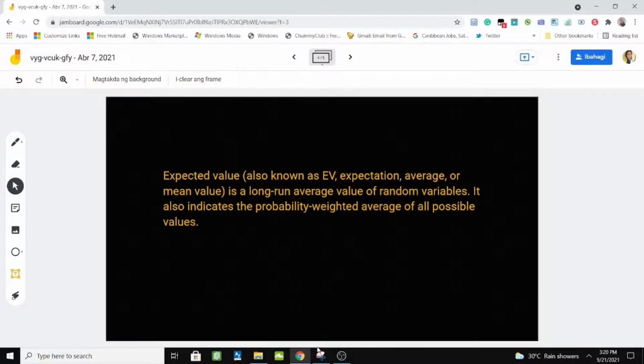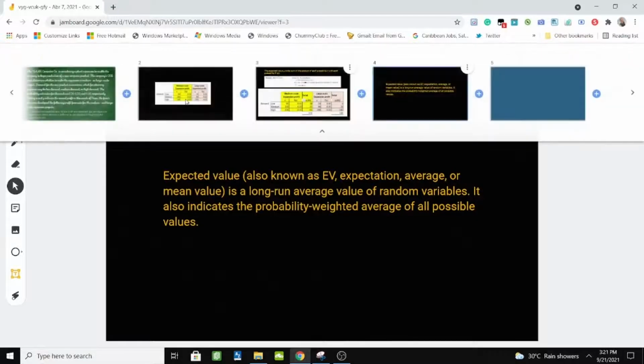For today is about expected value. It is also known as EV, expectation, average, or mean value. It is a long-run average value of random variables. It also indicates the probability weighted average of all possible values. So now let's take a look at an example.